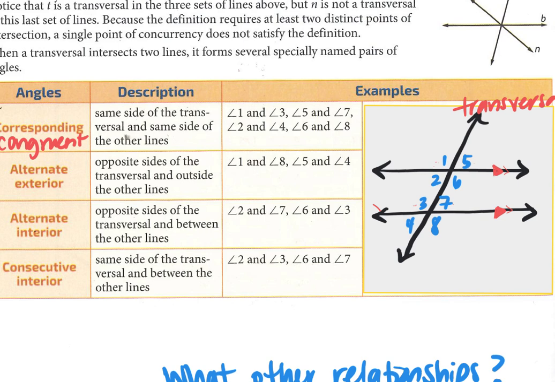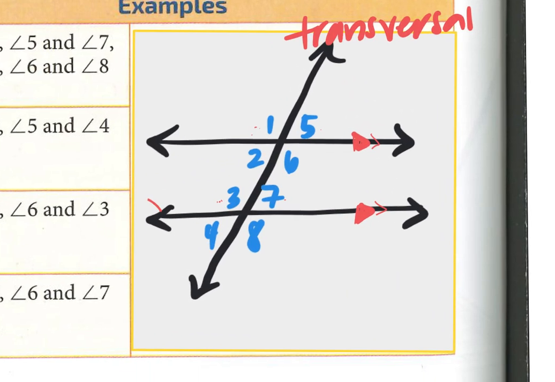The next two, alternate interior and alternate exterior. So exterior is mentioned first. Alternate, they are on opposite sides. They are alternating with one another. So they are alternating, but they are on the exterior. So that is referring to outside. Exterior are 1 and 5 and 4 and 8. Interior are 2, 3, 6, and 7. So your exterior are 1, 5, 4, and 8, but they are alternating exterior. So that means it's 1 and 8 and 5 and 4 that are alternate exterior angle pairs.